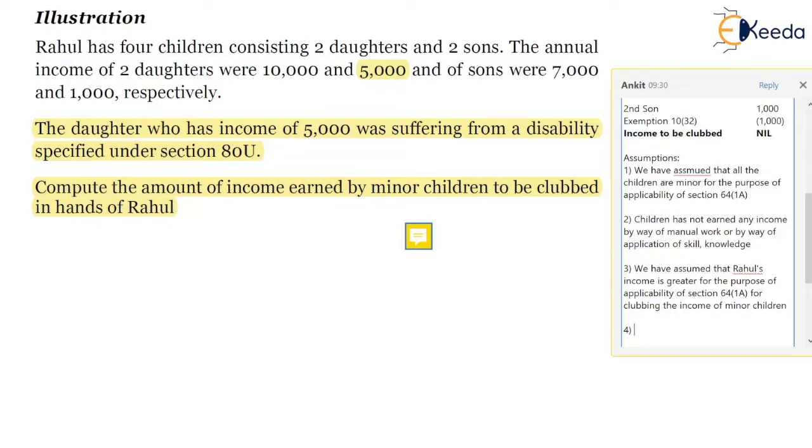Correct? So an assumption here also needs to be made that in the preceding years, it was decided that income will be clubbed in the hands of Rahul. I mean, in that preceding year also, Rahul had a greater income when compared to his wife, and accordingly it was decided that it will be clubbed in the hands of Rahul, and the current previous year, which is 19-20, is the succeeding year, and income of the minor children will continue to be taxable in the hands of Rahul. So we have assumed that Rahul's income is greater for the purpose of applicability.